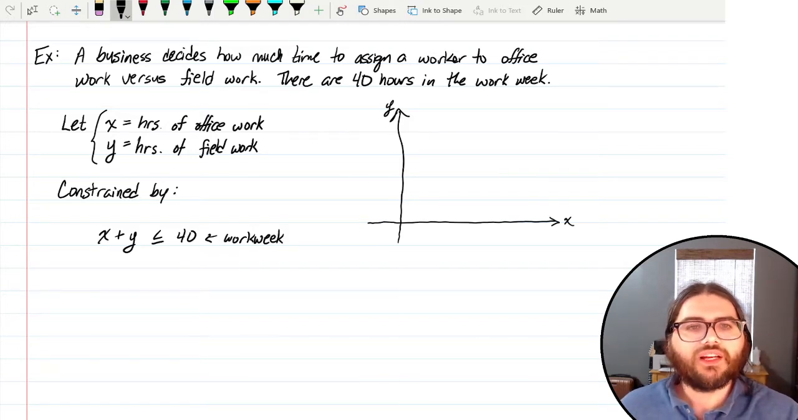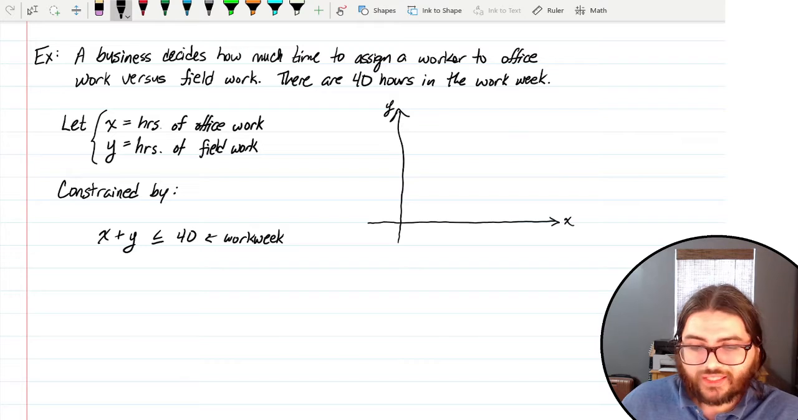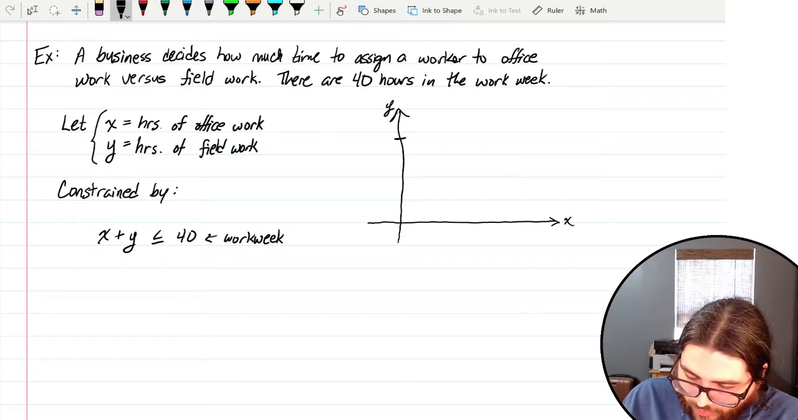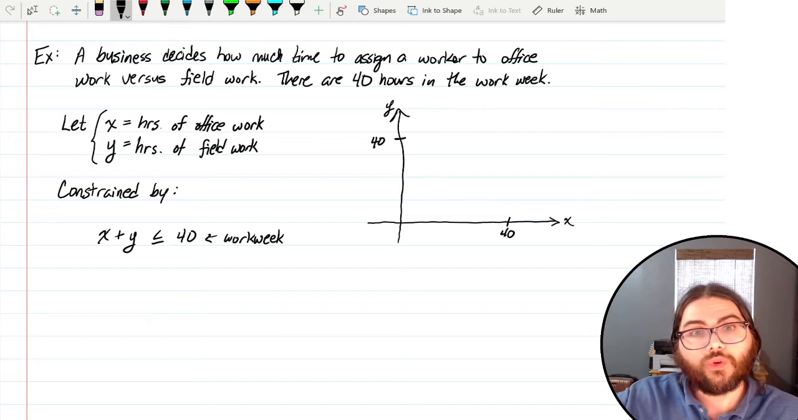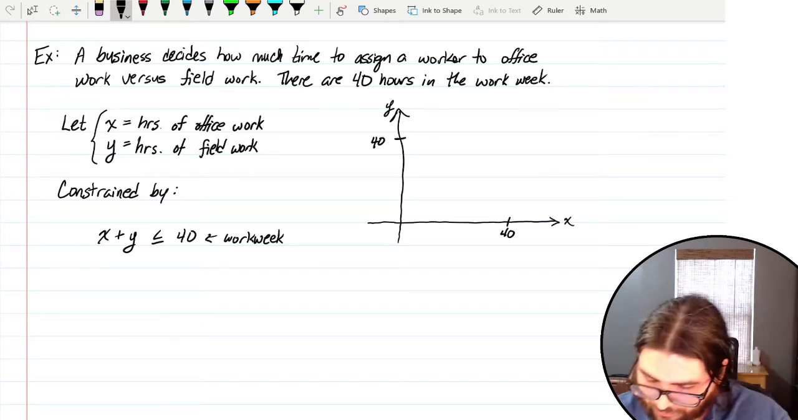You'll find that every time we have a constraint, we'll be able to write that constraint as an inequality. And I will go ahead and graph this constraint, X plus Y is less than or equal to 40. I'm going to choose to graph my intercepts first. The intercepts here are (0, 40) and (40, 0).